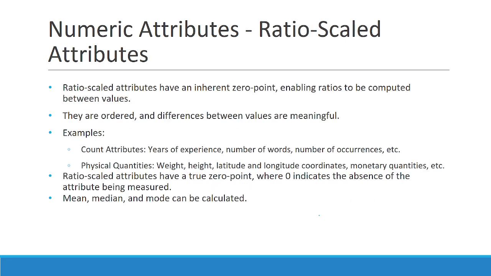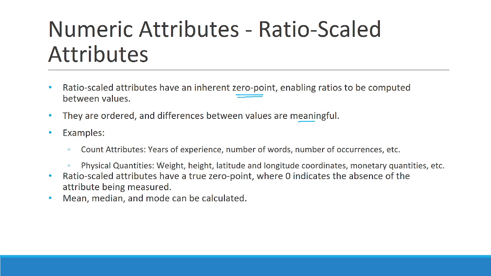Now the next attribute we'll see is the ratio scaled attribute. These ratio scale attributes have a 0 point. Here 0 means nothing. In ratio scale attributes, 0 means nothing. So it enables us to compute ratios between the values. They are ordered and differences between those values are meaningful.